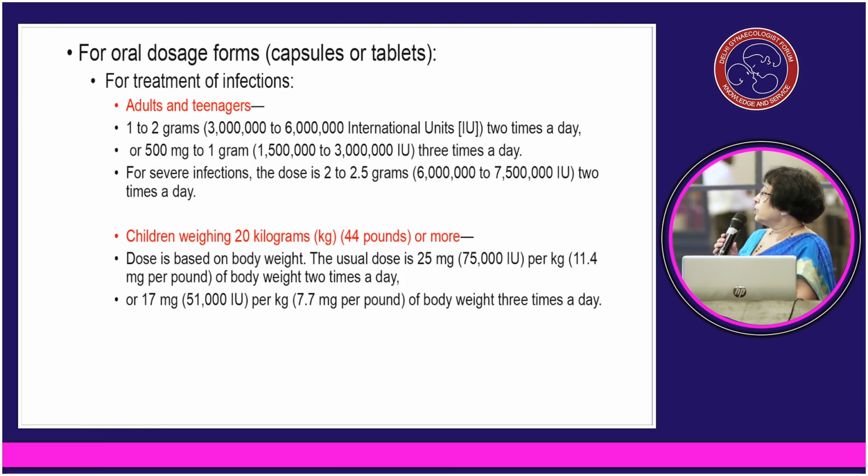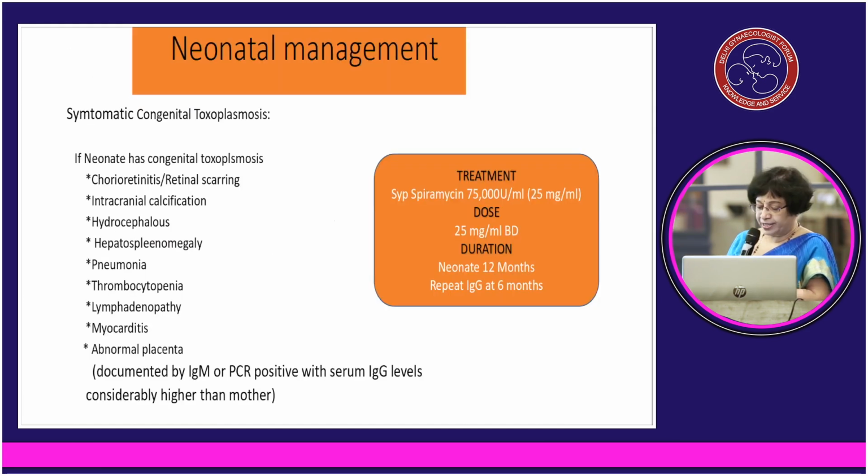So for oral dosage forms, this is the dosage which is given: 1 to 2 grams 2 times a day, or 500 milligrams to 1 gram 3 times a day. For severe infection, the dose is 2 to 2.5 grams 2 times a day. For children weighing up to 20 kilograms and above, it is based on body weight. The usual dose is 25 milligrams per kilogram of body weight 2 times a day, because it was copied from the British literature. That's why it's given in pounds as well.